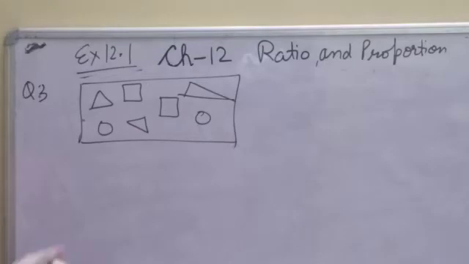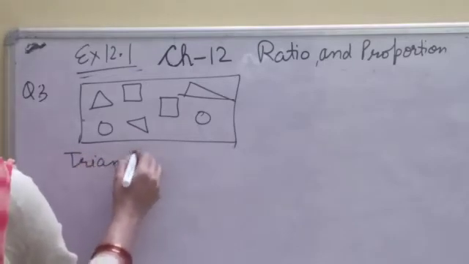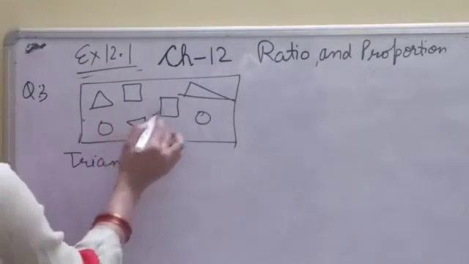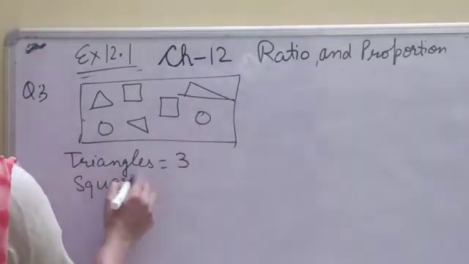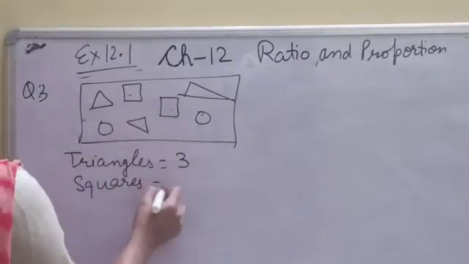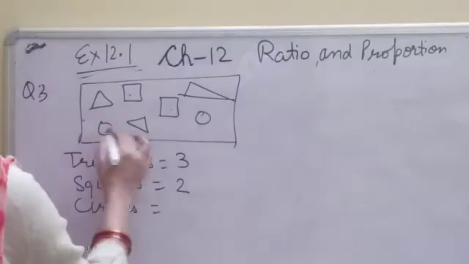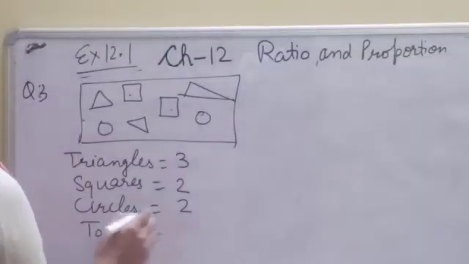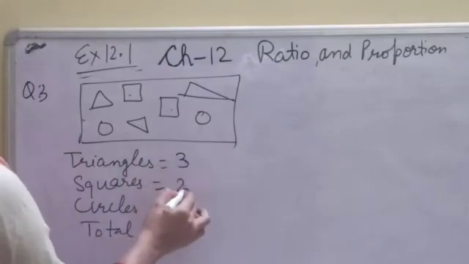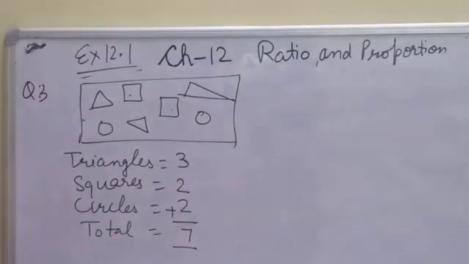So first of all, let's find out how many triangles there are. Triangles are 1, 2, 3. How many squares are there? Squares are 2. How many circles are there? Circles are 2. So how many total figures are we having? 3 plus 2 is 5, and 2 more is 7. So we have 7 figures in total.